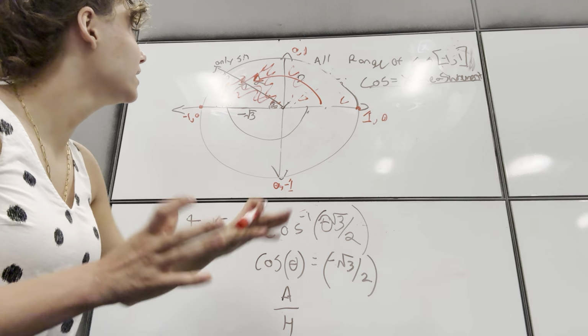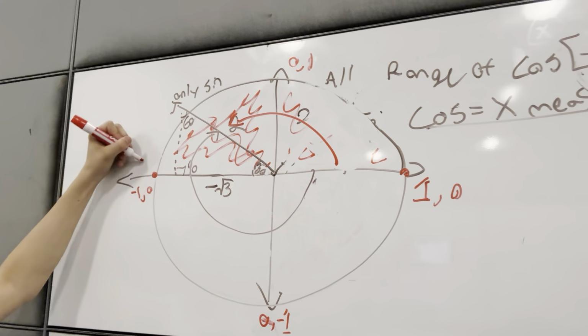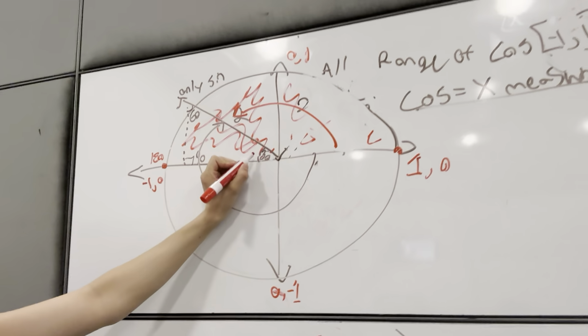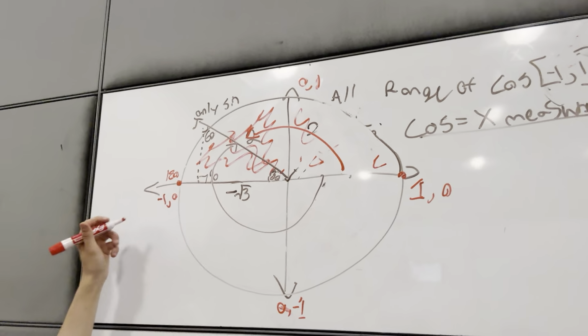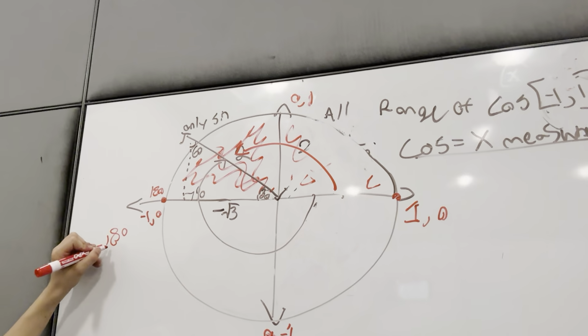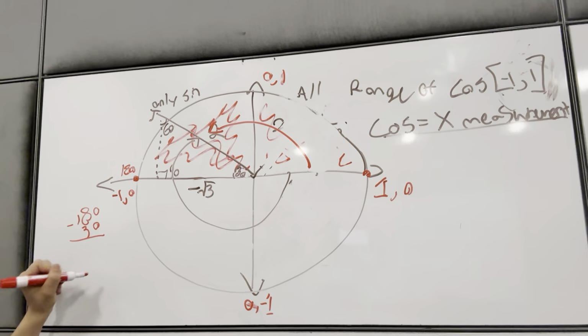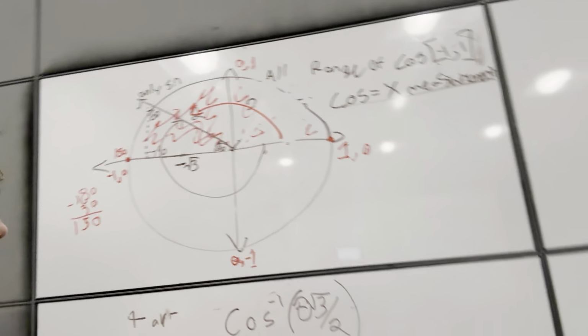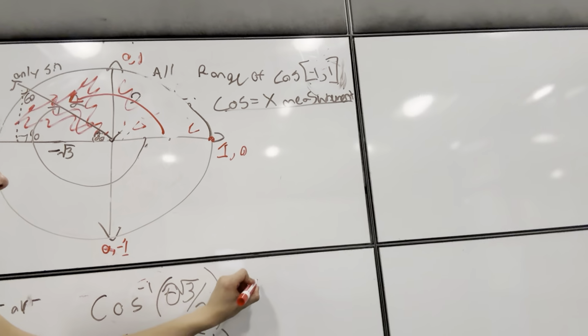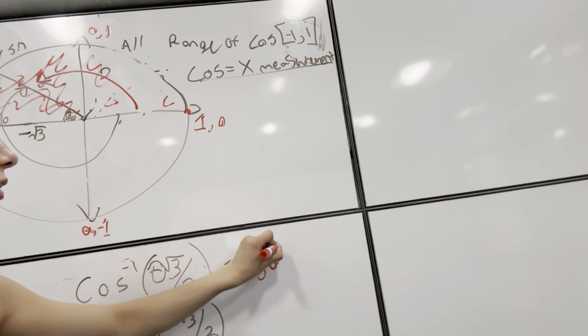If you're asked to find it this way, with the red marker, remember that this is 180. So what is the distance? There's a 30-degree distance, so what's 180 minus 30? It'll give us 150. So then I would say the cosine inverse value is equal to 150 degrees.